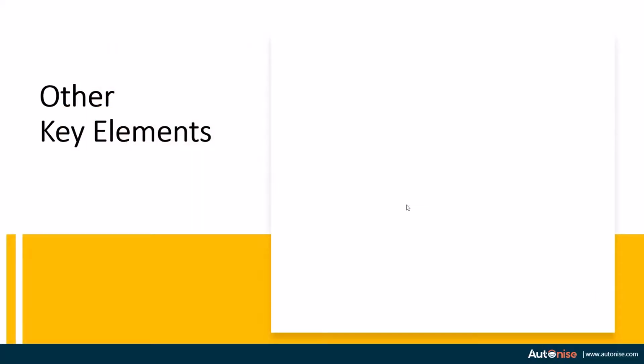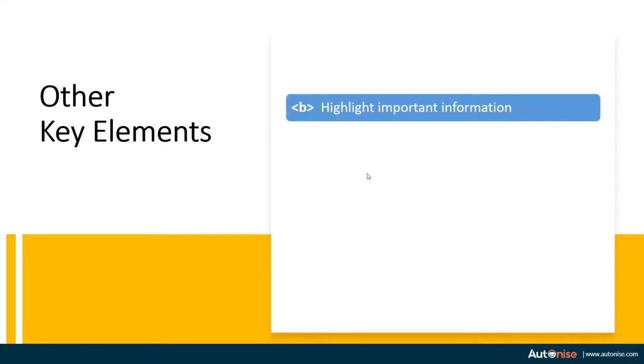So now that we have had a look at the heading tag and the paragraph tag, let's have a look at other key elements. So the first one is the B tag, which highlights important information. Over here, B stands for bold.